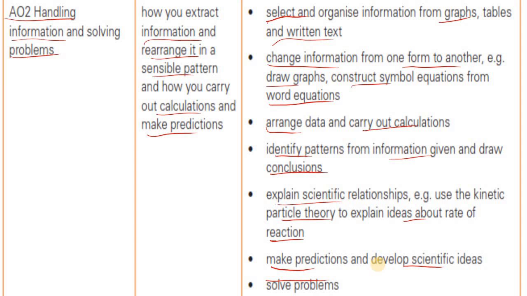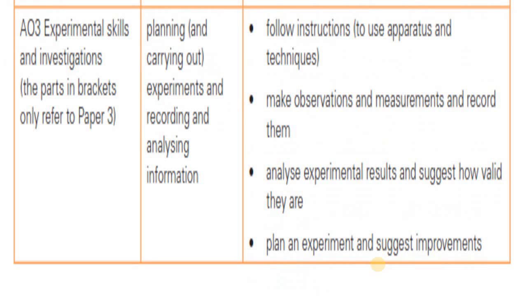So this is related to AO2, assessment objective 2, and that is entirely related to your paper 2 and also 4. Now the third one, assessment objective number 3, that is related to the ATP paper. All right, experimental skills and investigation. The parts in the brackets only refer to paper 3, right? But we people have paper 4 ATP. Now what are the main points in this? Like planning and carrying out experiments and recording and analyzing the information, right?